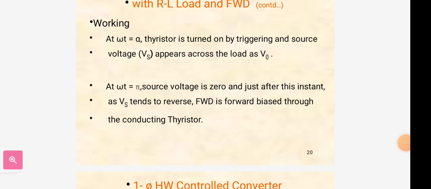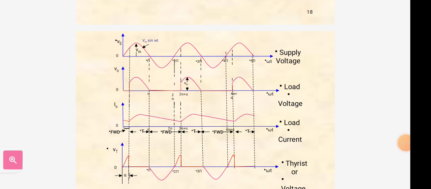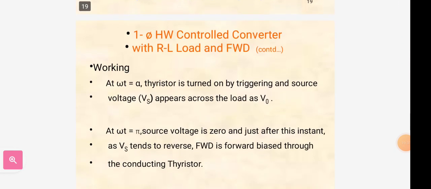The source voltage Vs becomes positive, and at some delay angle alpha the thyristor is triggered, hence the source Vs appears across the load as output voltage V0. At omega t equal to pi, the source voltage Vs becomes 0, and as it tends to reverse, the freewheeling diode is forward biased. The thyristor is turned off at omega t equal to pi until it is triggered again at omega t equal to 2 pi plus alpha. The load current I0 will flow through the freewheeling diode. So these are the waveforms for the RL load using a freewheeling diode.